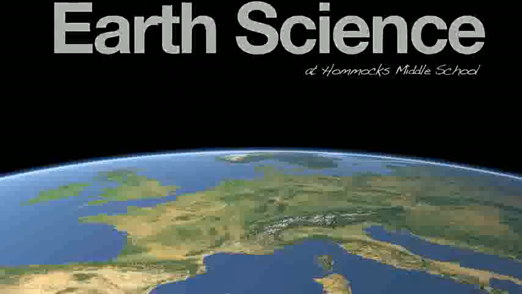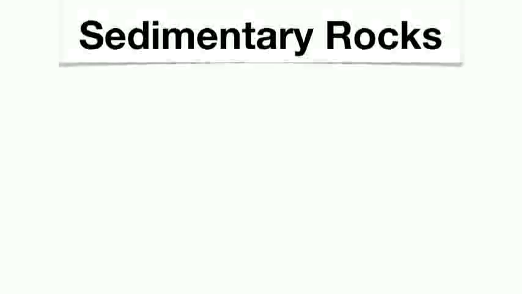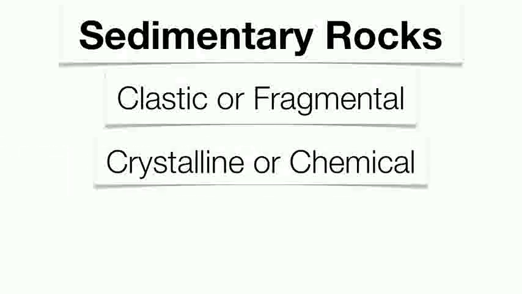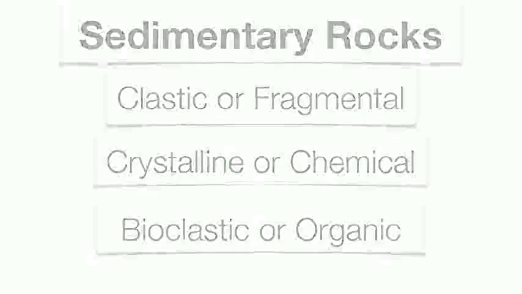Today we're going to be talking about sedimentary rocks. Now what's important about sedimentary rocks is that there's actually three types of sedimentary rock that we're going to talk about. The first type are going to be the rocks that are made of other rock fragments. They're called clastic or fragmental. Next we're going to talk about the rocks that are made through chemical precipitates or chemical evaporites. They're going to be your crystalline or chemical rocks. And finally we're going to talk about the rocks that are made from dead plants and animals. Those are going to be your bioclastic or the organic rocks.